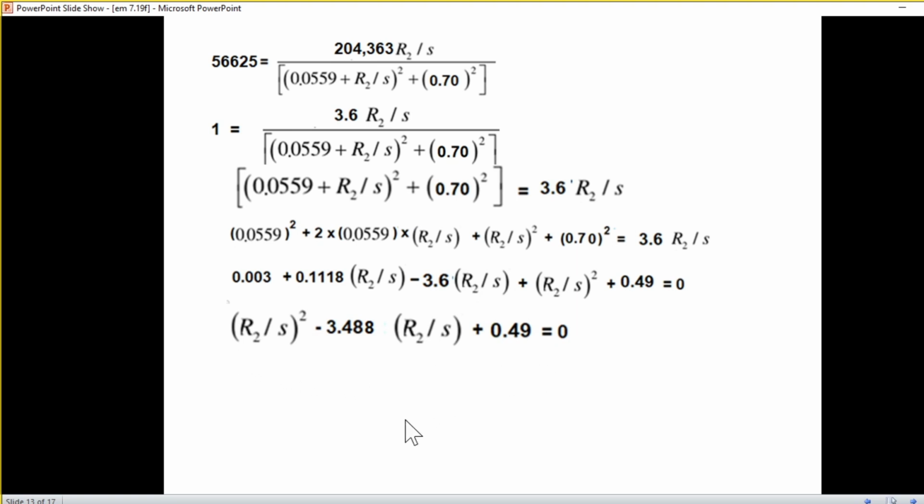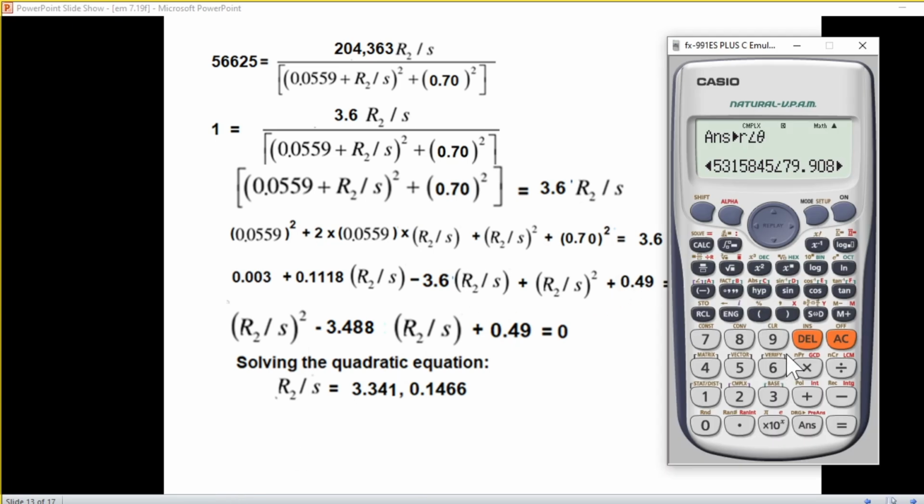And from here, we can find the two roots. Solving the quadratic equation, R2 over S is 3.341 and 0.14. Now this also you can easily solve by your calculator. Let me show you. Calculator, now we have to change the mode here. Equation mode, 5 and 3 is for the quadratic equation.